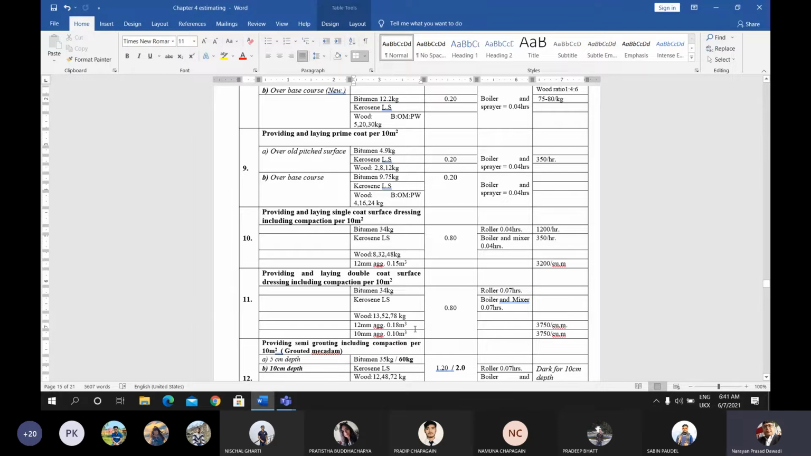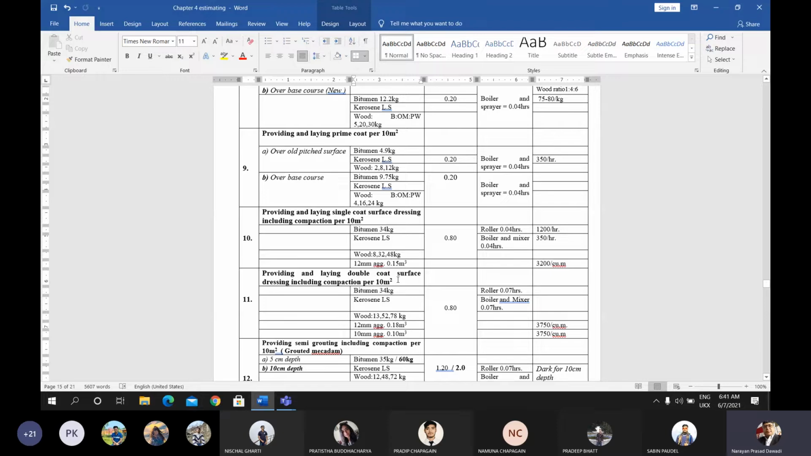For the single coat surface dressing and the double coat surface dressing, which are provided for the single layer and the double layer: for the double coat surface dressing, the 12 mm aggregate is laid, and over there the 10 mm aggregate is laid, which is mixed with the bitumen. For the single coat, only the 12 mm aggregate is used. This is for the single coat surface dressing.